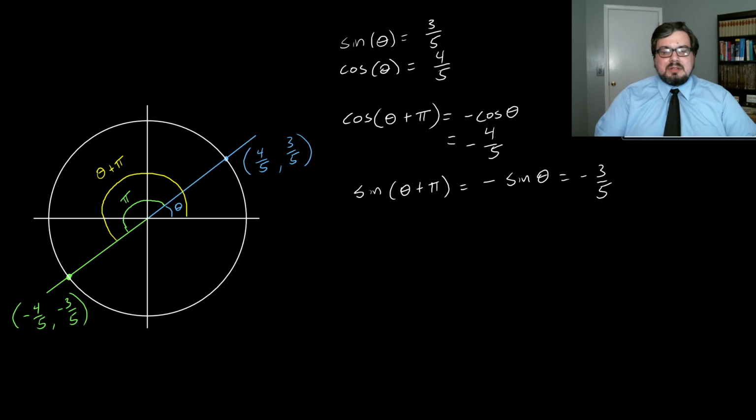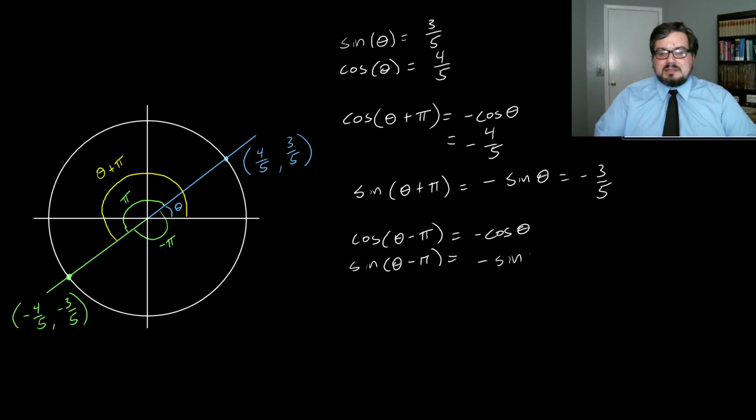So similarly, if we move pi in the negative direction, we're going to get the same sort of thing. We're going to get that cosine of theta minus pi, which means going in the direction of theta and then subtracting pi, so rotating around by pi in the negative direction, is going to point in exactly the same way. It's going to point in the direction of the green line. So cosine of theta minus pi is also going to be negative cosine of theta, and sine of theta minus pi is going to be negative sine of theta.